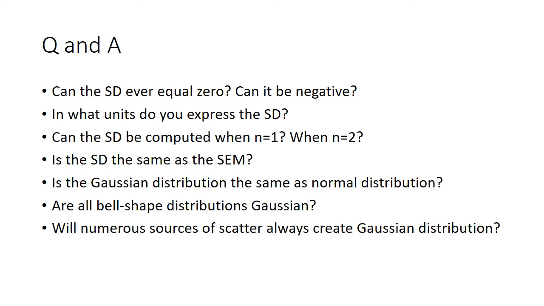All right, next up, can the standard deviation ever equal 0? Can it be negative? In what units do you express the standard deviation? Can the standard deviation be computed when n equals 1 or when n equals 2? Is the standard deviation the same as the standard error of the mean? Is the Gaussian distribution the same as a normal distribution? Are all bell-shaped distributions Gaussian? And will numerous sources of scatter always create a Gaussian distribution?